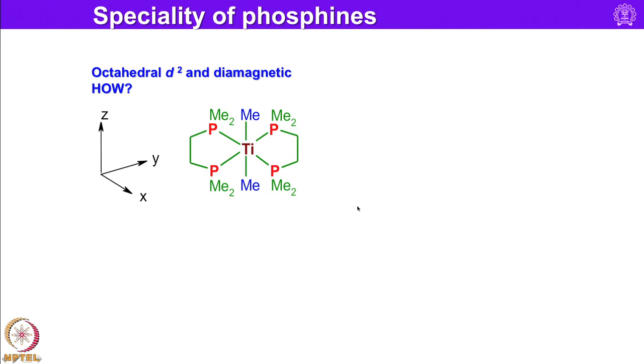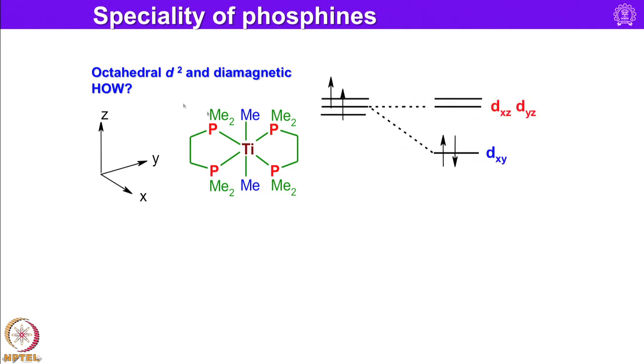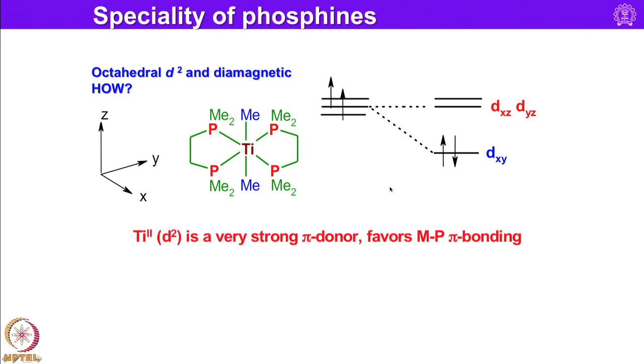You see octahedral d2 and diamagnetic, and here what happens, under the influence of these bisphosphine ligands, the degeneracy of t2g is destroyed and dxy will become lower in energy compared to dxz and dyz. These electrons are now readily given to sigma star of bisphosphine. This shows the diamagnetic behavior. Okay. So, of course, titanium 2 plus is a very strong pi donor, favors metal to phosphorus pi bonding, and empty phosphorus to alkyl group sigma star orbitals are more stable and lower in energy. So, they readily overlap and take these electrons through back donation.